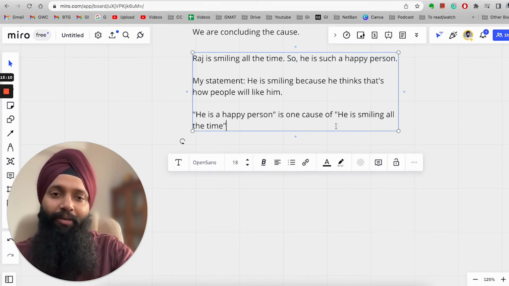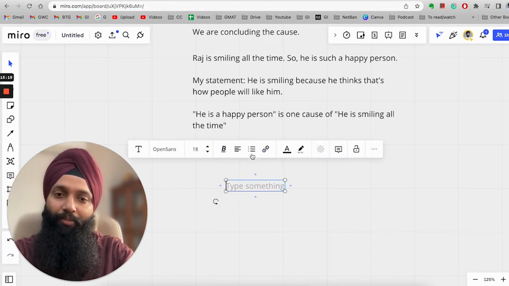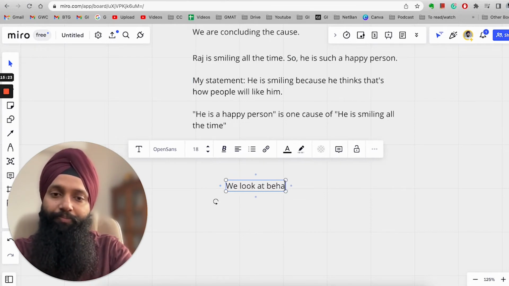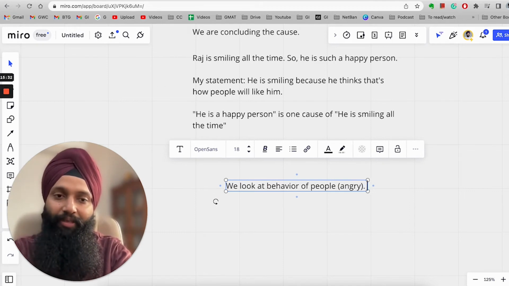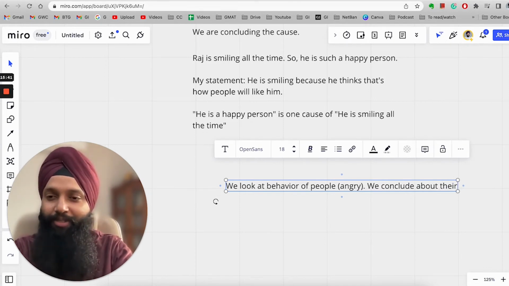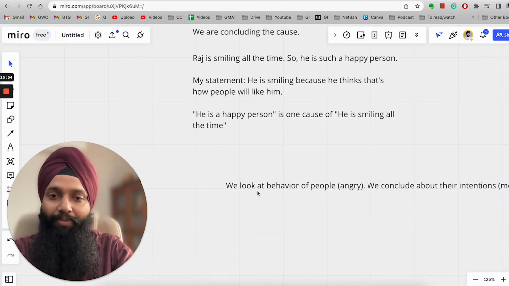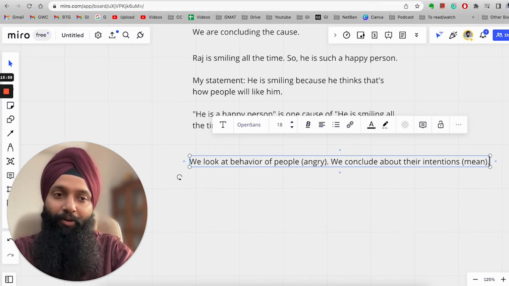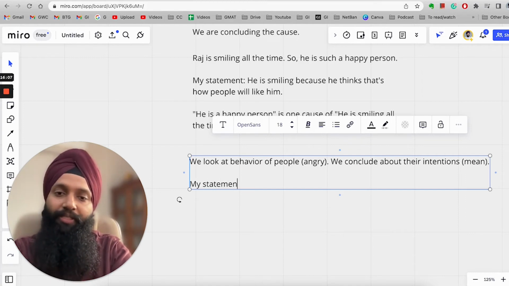Right? And actually, if you think about it, all assessments about people are of this structure. We look at behavior of people, for example, smiling or let's say angry. And then we conclude about their intentions or about the kind of person they are. A kind of person they are is essentially their intentions. For example, we may say, oh, he's angry, he's mean. Right? This happens. We look at angry people and we say, oh, they are so mean, right? They don't care about others. And then let's say I come and say that, oh, well, this person is angry, but he has gone through a lot of childhood trauma.